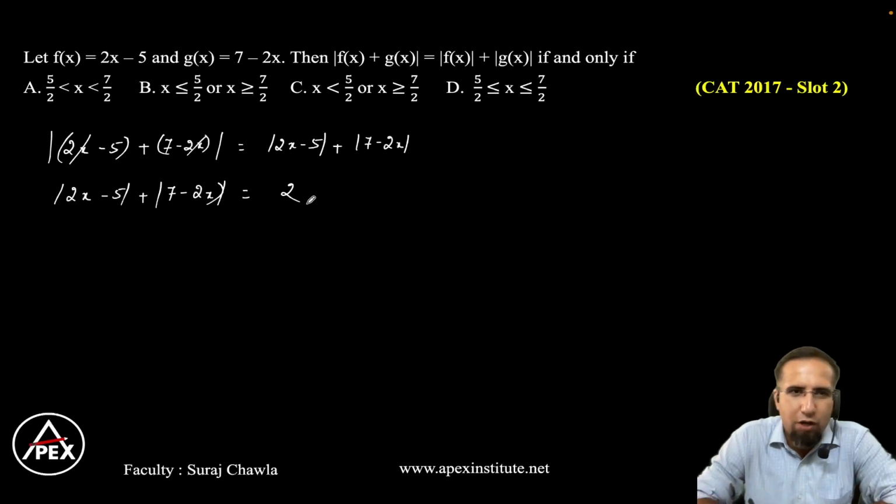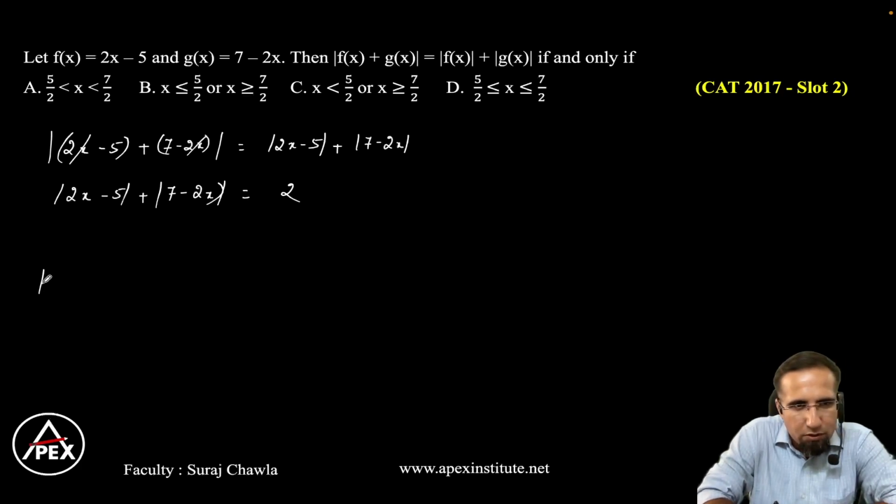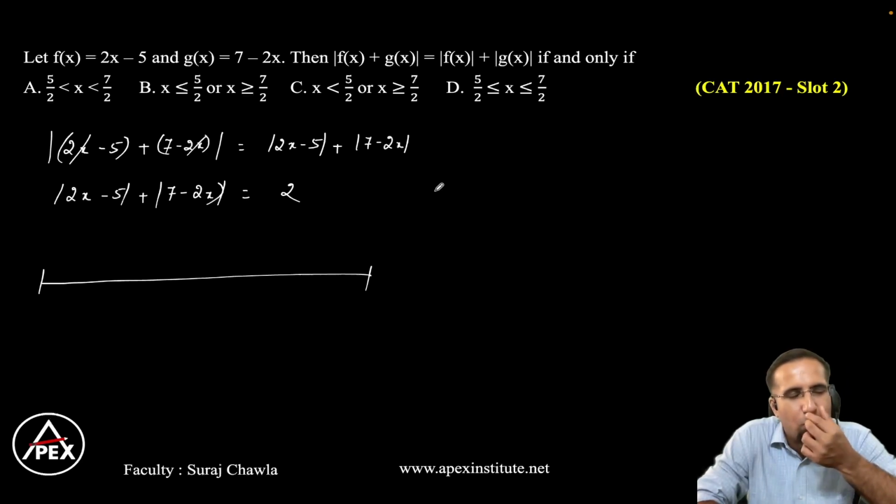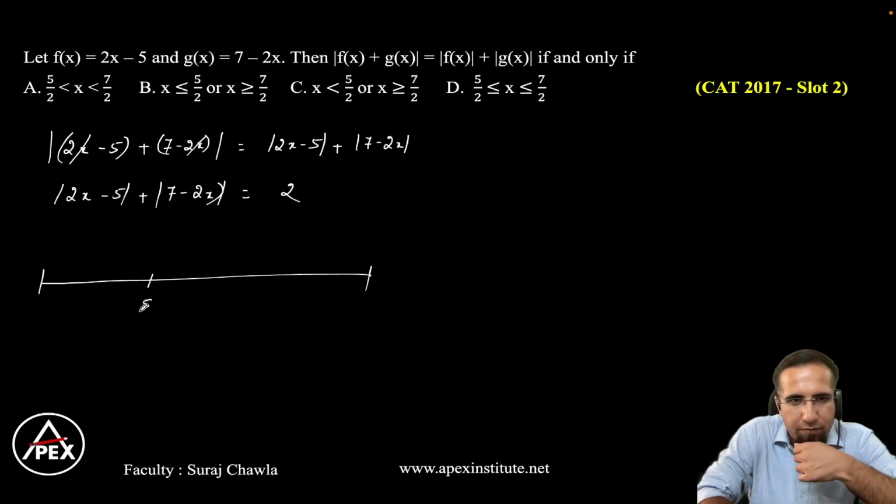So we can apply modulus here, there is a plus sign given to us. So one root is, if 2x minus 5 is equal to 0, x is equal to 5 by 2, and the second root is 7 minus 2x is equal to 0. So 7 is equal to 2x, or x is equal to 7 by 2. So we have roots 5 by 2 and 7 by 2.